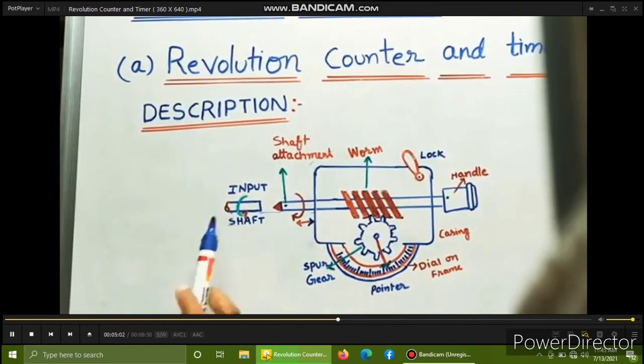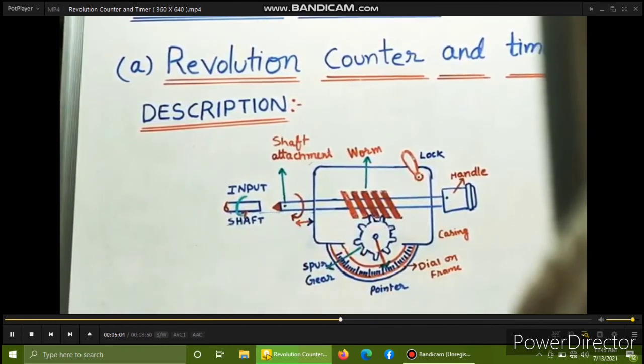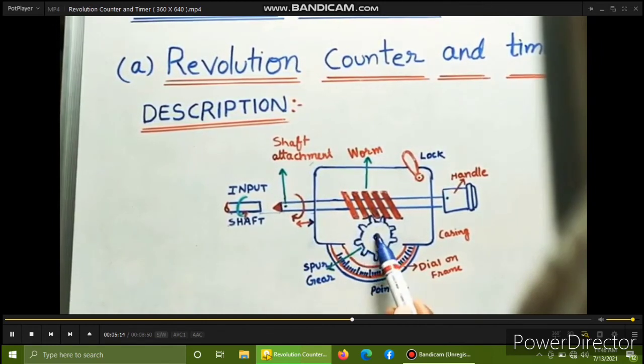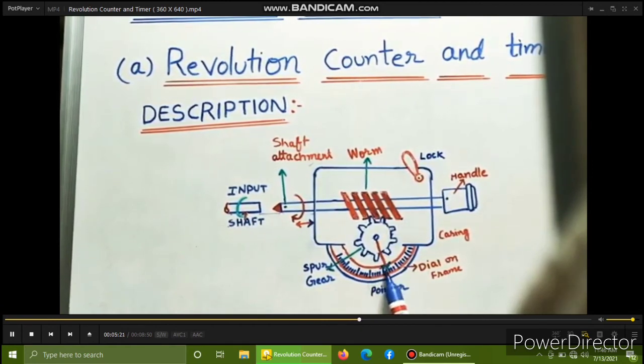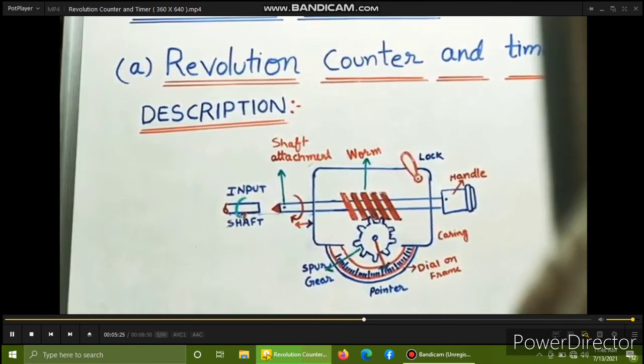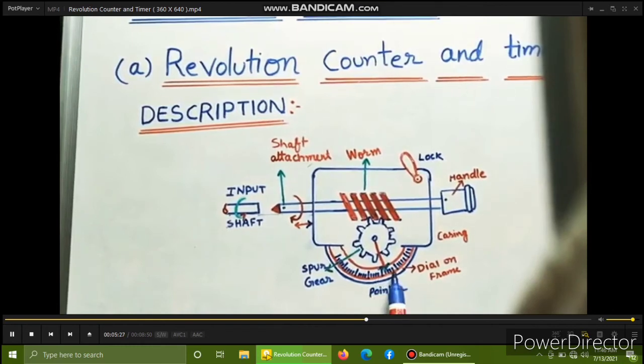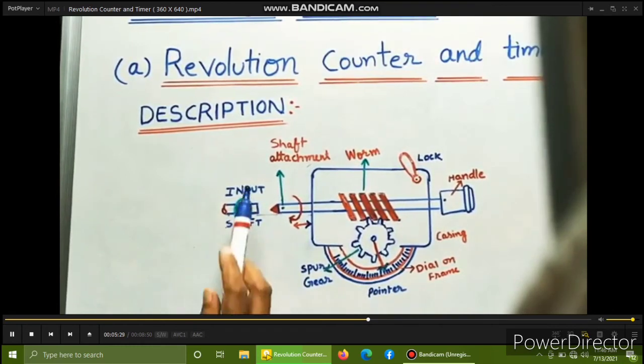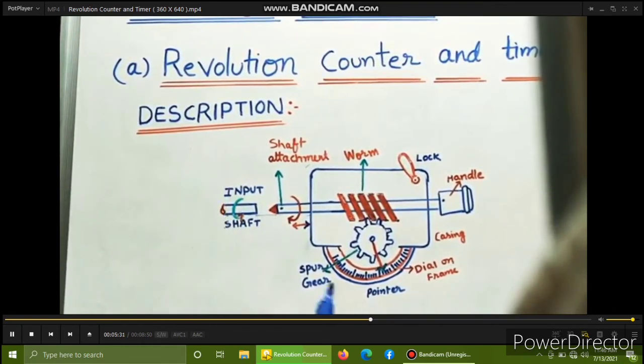When the engine is running, this shaft is also rotating. If this shaft is rotating, this worm gear is also rotating along with the shaft, and it will rotate the spur gear. If the spur gear rotates, the shaft connected to the spur gear at the center will also rotate. If it is rotating, the pointer connected to the shaft will also rotate, and it gives the reading on the dial scale. In this process we can find the speed of the engine, whatever we are connecting here, turbine or compressor.